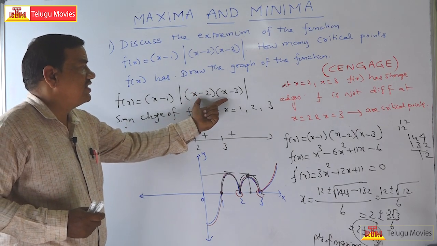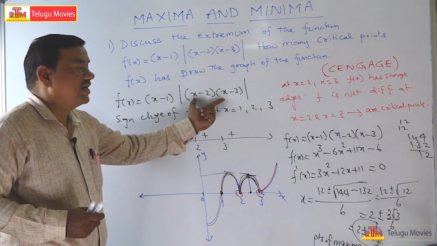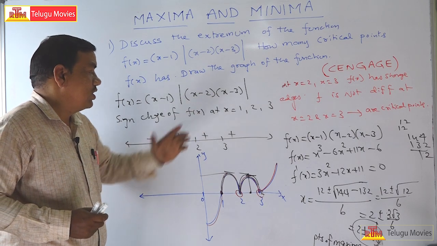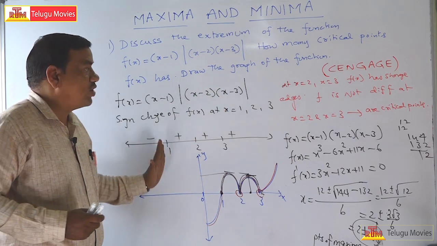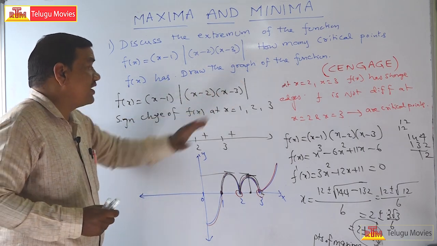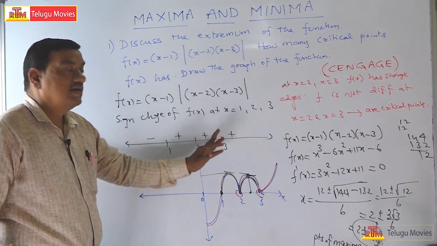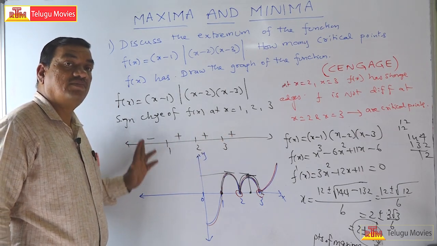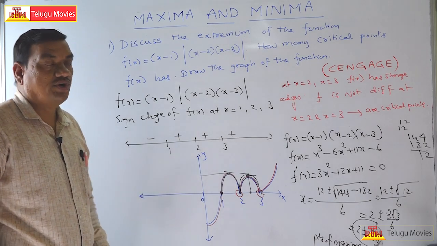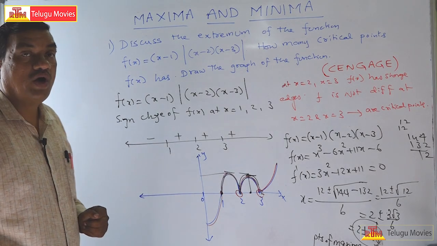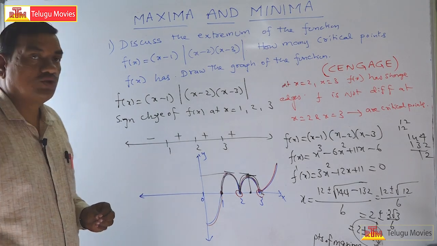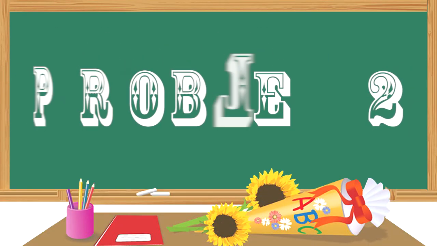The only thing is this modulus, don't get confused about this modulus. You can remove this modulus easily by taking the sign scheme and draw the graph. Okay? So, I hope that you understand this solution. So, let us go for the next problem.